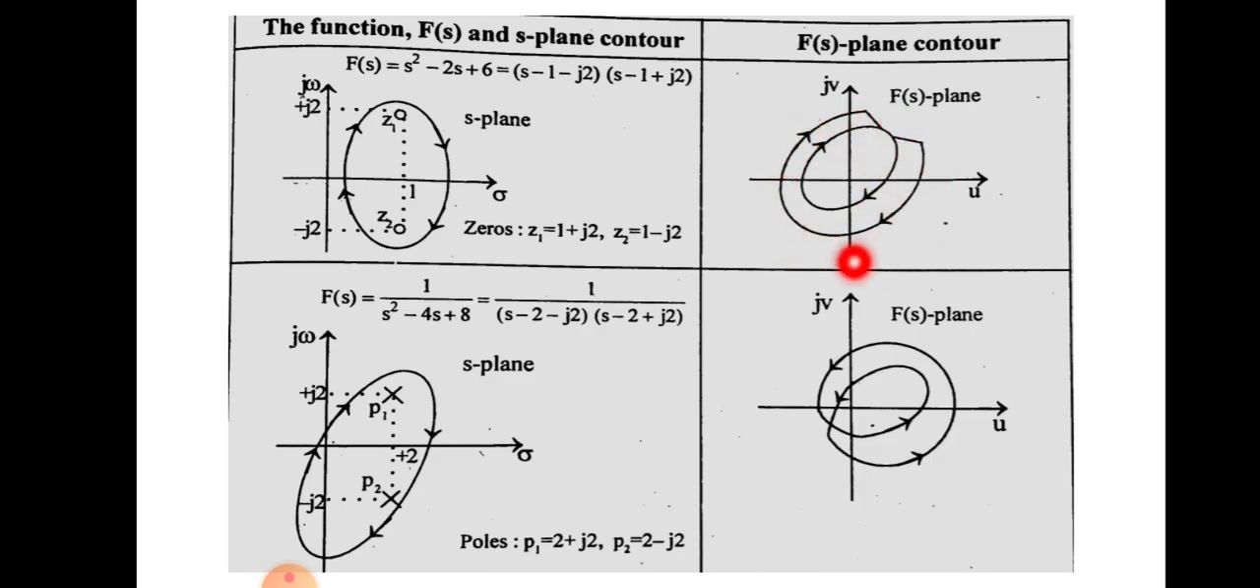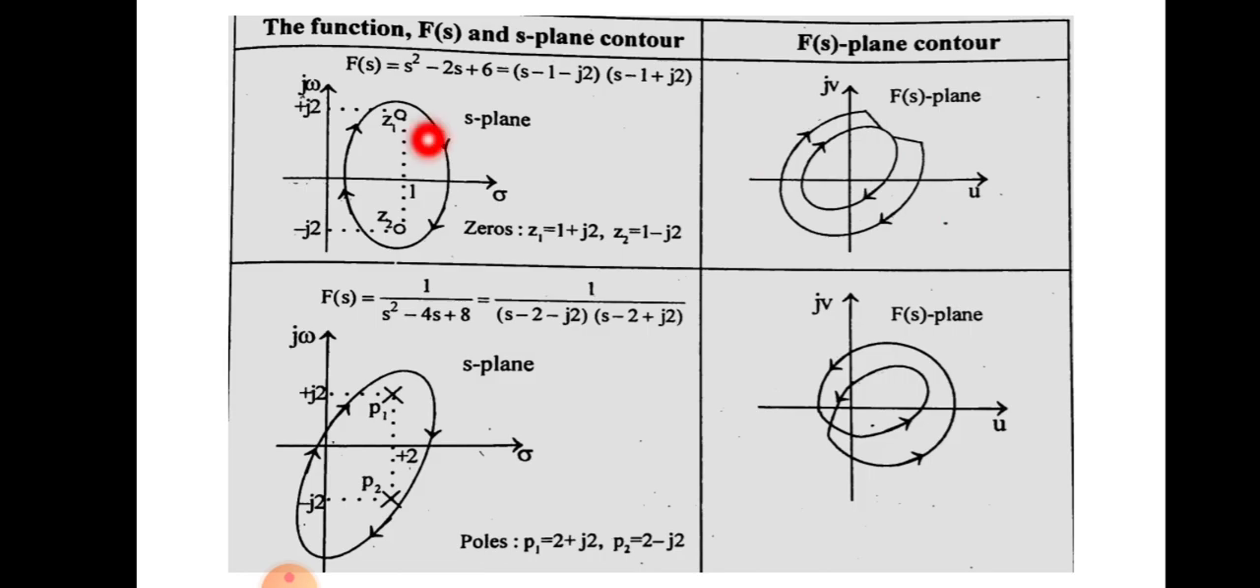So if the s plane closed contour encloses Z number of zeros in the right half of the s plane, then the corresponding contour in the F(s) plane will encircle the origin of the F(s) plane Z times in the clockwise direction.